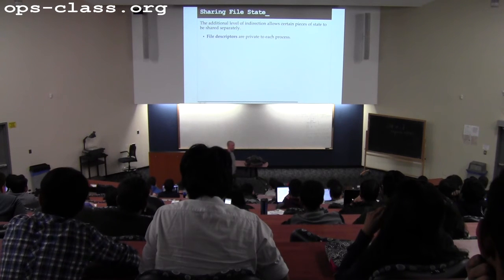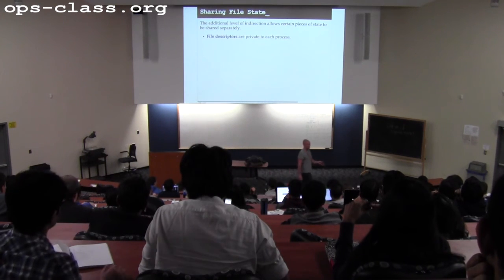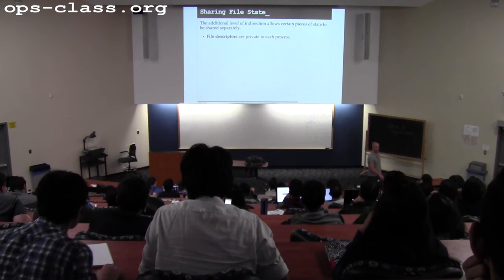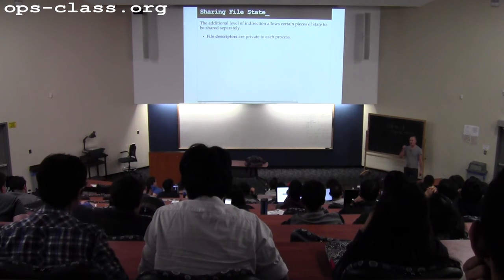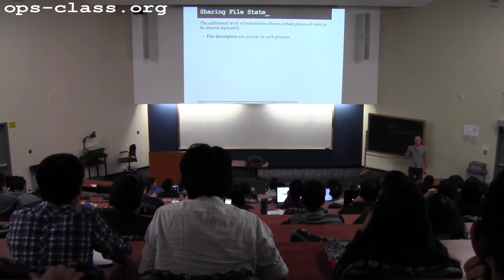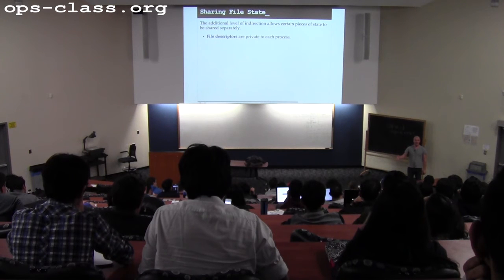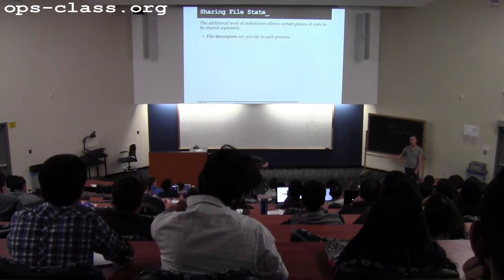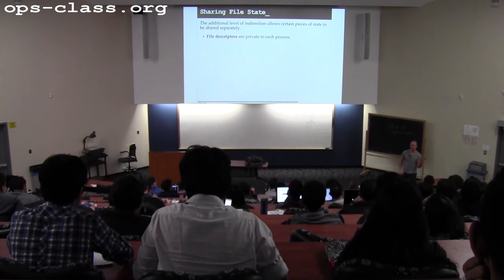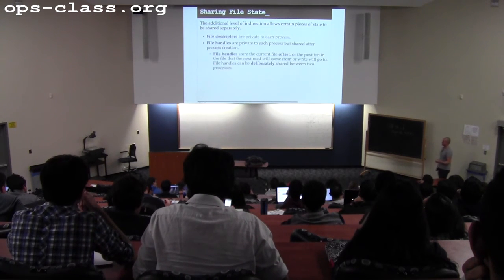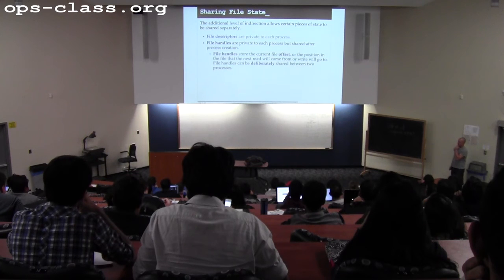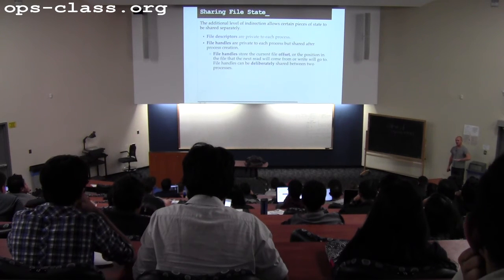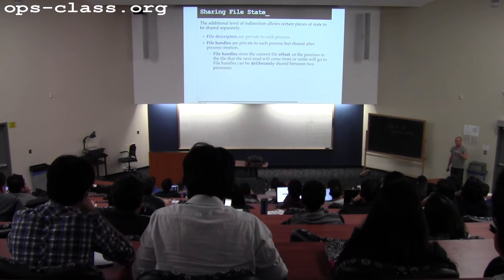So the process file table is shared by threads within the process, but is not shared by any other process on the system. So if process A opens a file and gets a file descriptor of 10, that file descriptor is meaningless to every other process on the system, or it would just refer to some other file if that process had 10 files open, okay? Now, the file handle object, which is the next level of indirection, is normally private.